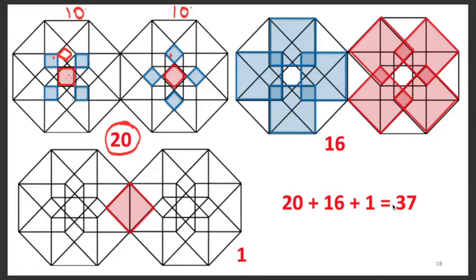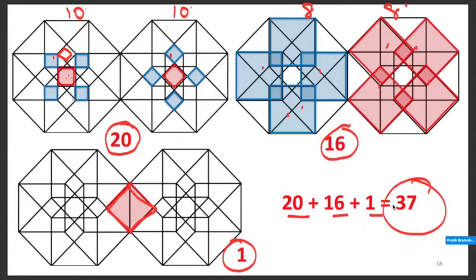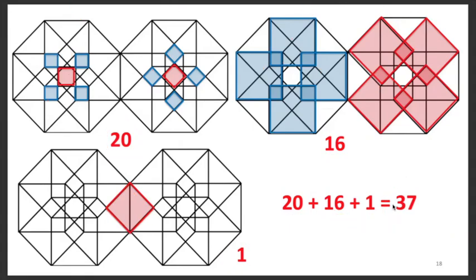Likewise, 8 squares, 4 of these and 4 of these, are happening here. So 8 and 8 here, so 16. And then between a combination of both of them, we get this 1 square. So 1 square here. So 20 plus 16 plus 1 makes a total of 37 squares. We'll move to the next one.